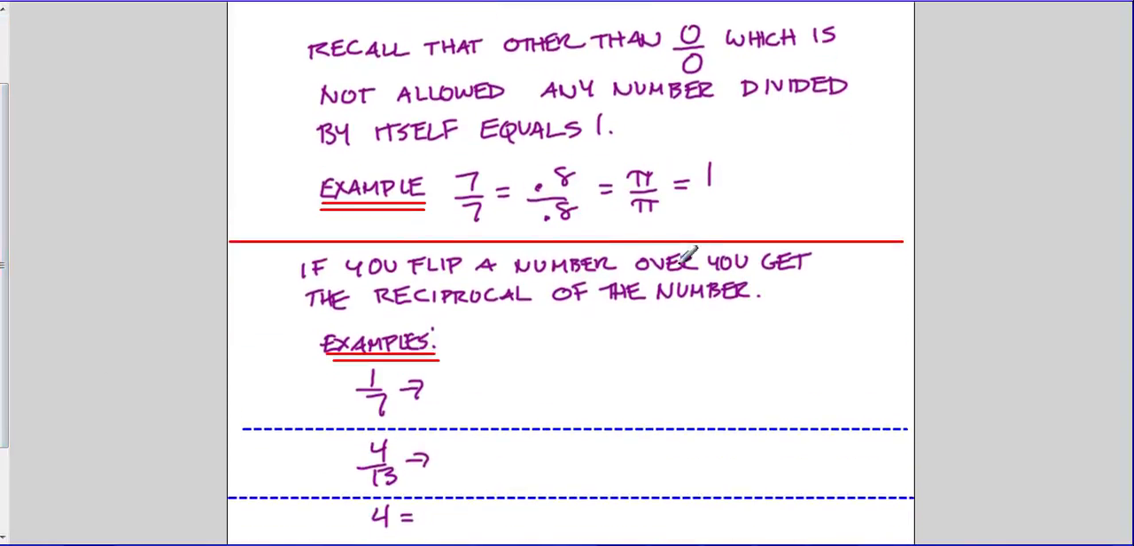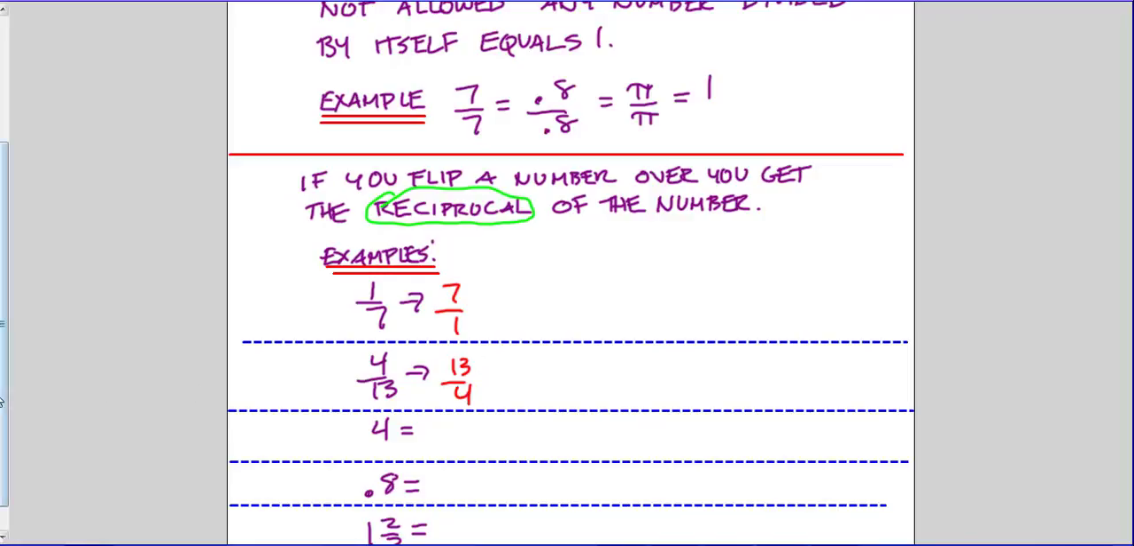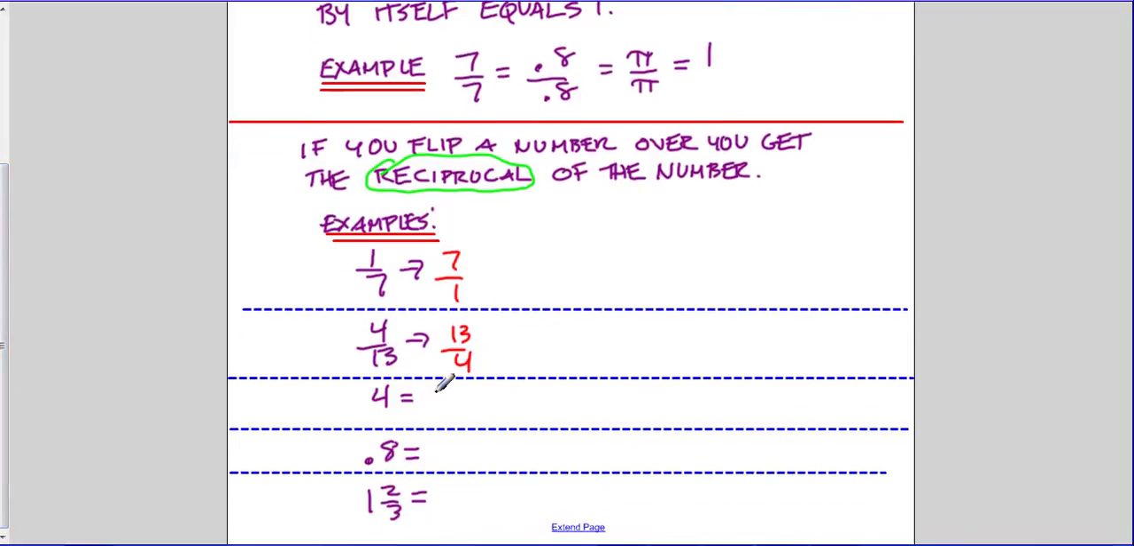If you flip a number over, you get what's called the reciprocal. So reciprocal is what you get when you flip a number over, upside down. So the reciprocal of 1/7 is going to be 7 over 1. The reciprocal of 4/13 is 13 over 4. Now for 4, to make the reciprocal, I first have to write it as 4 over 1, because 4 equals 4 over 1, because 4 divided by 1 is 4. So the reciprocal is 1/4.